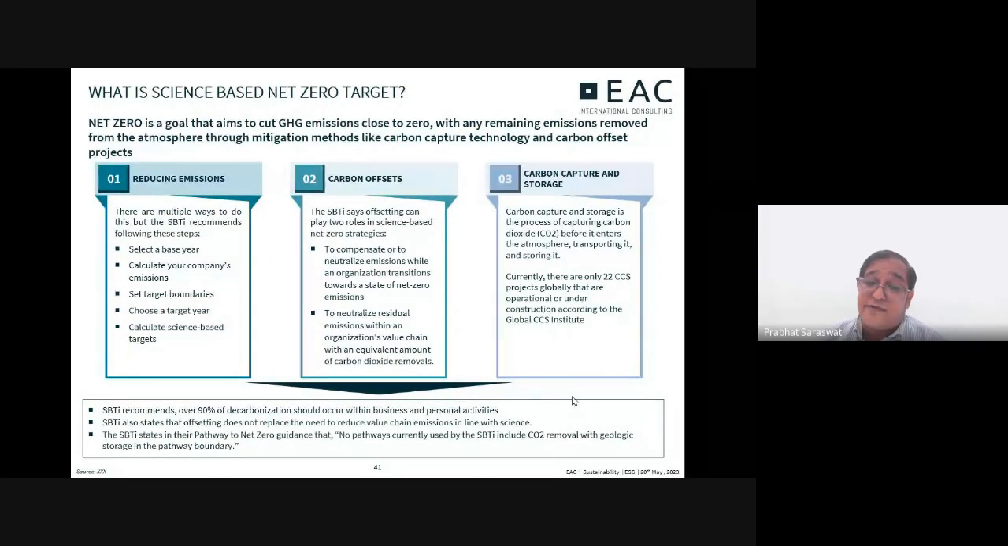So these are the three approaches to achieve net zero under the SBTi. SBTi recommends that over 90% of decarbonization should occur within business and personal activities. SBTi also states that offsetting does not replace the need to reduce. It is not the case that we can just purchase carbon credits, or offset by installing some renewable source of power. Under the SBTi pathways to net zero guidance, no pathway currently used includes CO2 removal with geologic storage in the pathway boundary. So as of now, no company with SBTi targets has selected geological storage of CO2 capture.